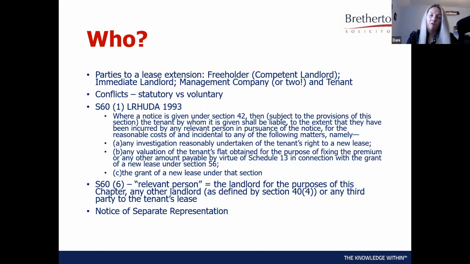And where you have intermediate landlords as well, they might be serving notices of separate representation. So if they do that, they will probably have solicitors involved, and their reasonable legal costs could be sought from the tenant as well. So it's just worth bearing in mind, it's not always two parties, a landlord and a tenant. You can have these other parties involved too.